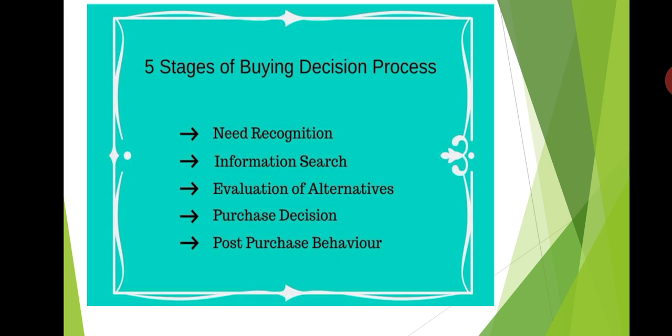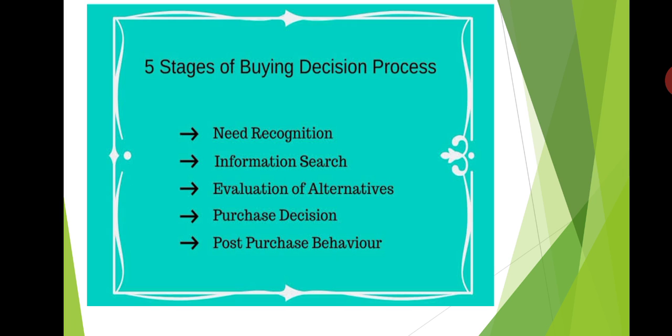And second one, information search. After recognizing the need, he is going to search for relevant information. A consumer has many sources of information to tap. He can get relevant information from family members, relatives, friends, neighbors, opinion leaders and other members. Marketers can also provide relevant information through advertisement, salesmen, dealers, window display, sales promotion, and mass media like television, radio and newspapers. Consumer organizations also offer necessary information and guidance.